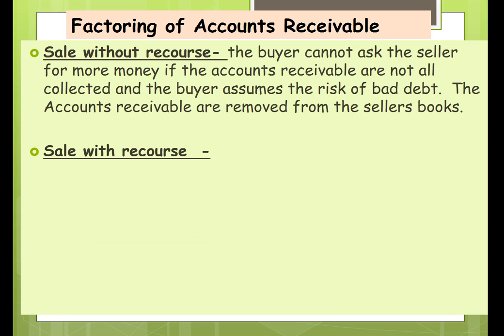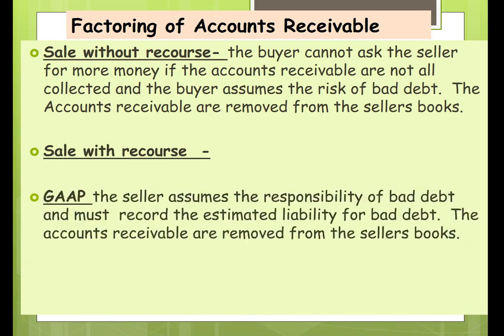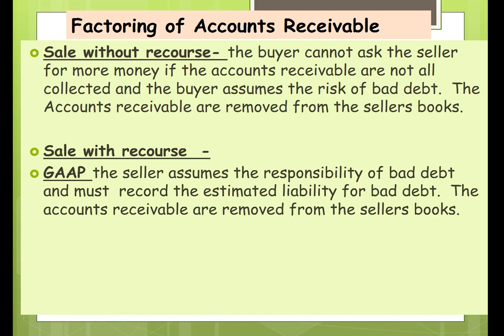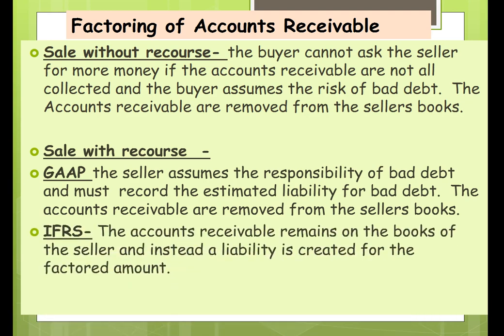However, if the sale is with recourse, i.e., the seller of the receivable assumes all the responsibility for bad debt, then under GAAP the seller must record the estimated liability for bad debt. The accounts receivable are removed from the books. However, under the international standard, if the accounts receivable are sold to another company, they remain on the books of the seller, and instead a liability is created for the factored amount. So we'll go through both of those methods.